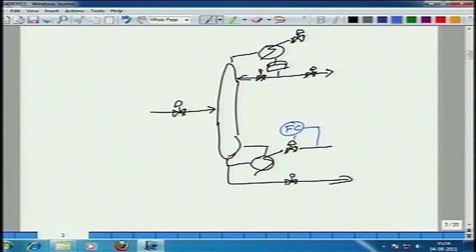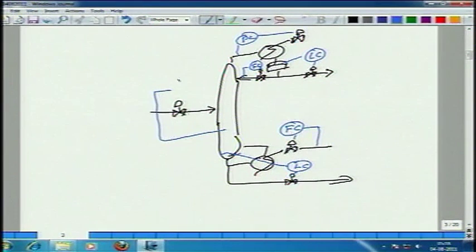Then I would have level control this way, this level control this way, reflux under flow control, pressure control this way, and I control the temperature this way.